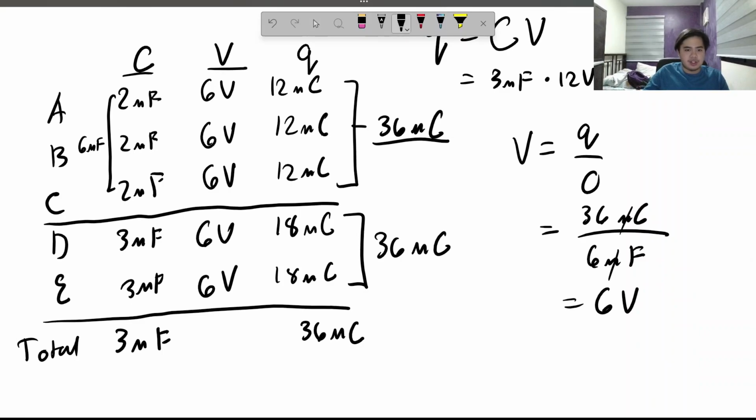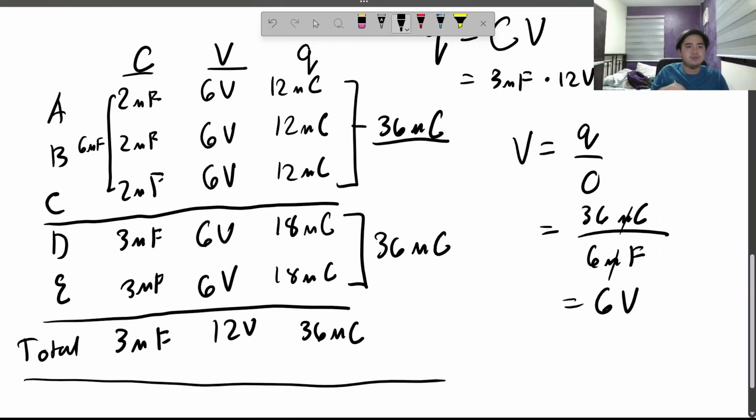The total voltage here is given to us, it's 12 volts. And that is the answer. That entire table right there. Alright.